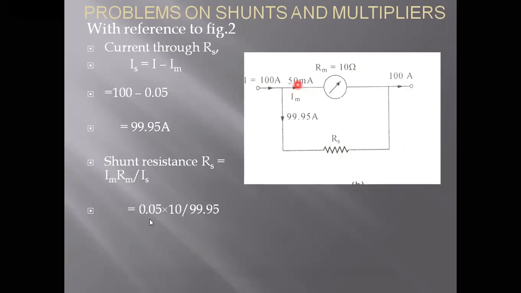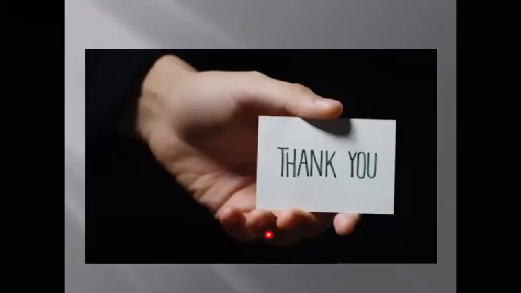Im into Rm by Is is the shunt resistance. 50 milliamperes is 0.05 ampere into Rm, which is 10 ohms, divided by Is, the current flowing through the shunt resistance. We got it already as 99.95. Rs is equal to 0.005 ohms. Hence, we get the answer. Hope you understood the problems.